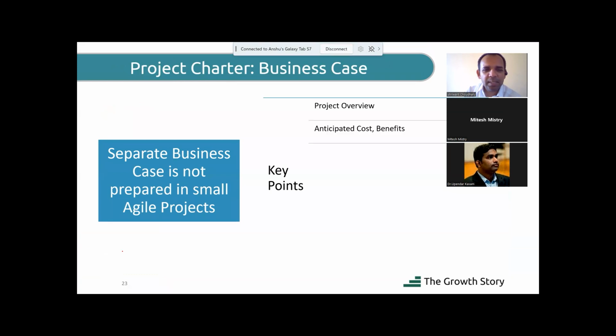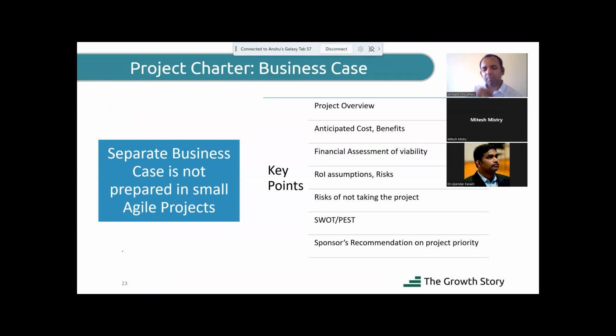Then we have a business case. Business case is a step backward, about whether we need to do the project or not. It is before the project is decided. What are the different elements of a business case? Project overview, cost and benefit, where numbers will be there, financial assessment, ROI assumptions, risks, and the sponsor's recommendation on the project. All these things are included in the business case. When it is approved by the sponsors, then we go to the project chartering stage. So let us stop here.